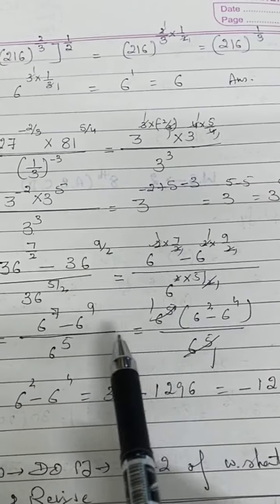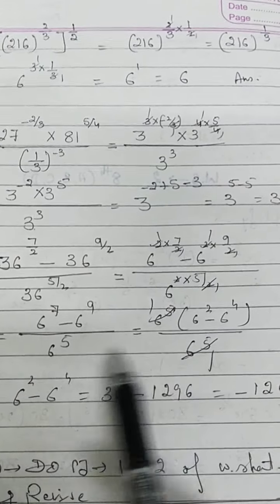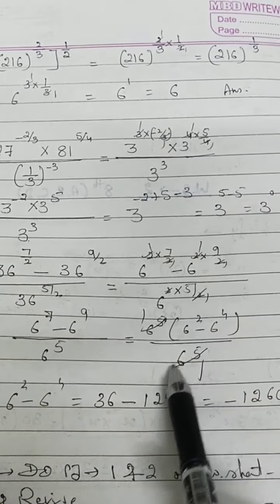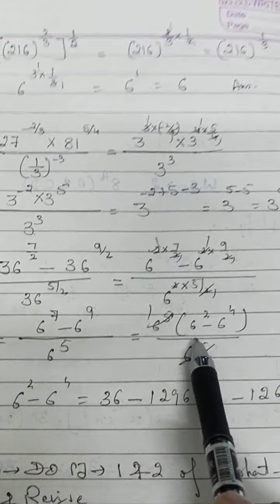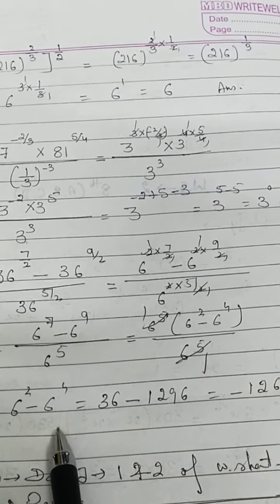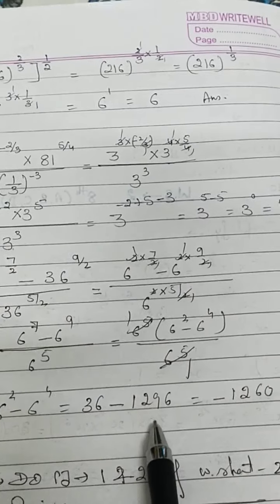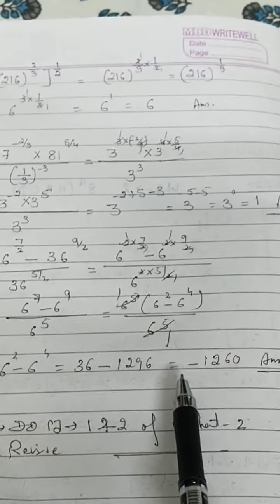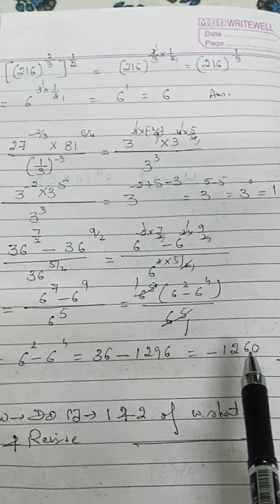Why are we taking 6 raised to power 5 as common? Because in the denominator 6 raised to power 5 is given. So 6 raised to power 5 and 6 raised to power 5 cancel. 6 square minus 6 raised to power 4. 6 square means 36 minus 6 raised to power 4 means 1296. 36 minus 1296 is equal to minus 1260.